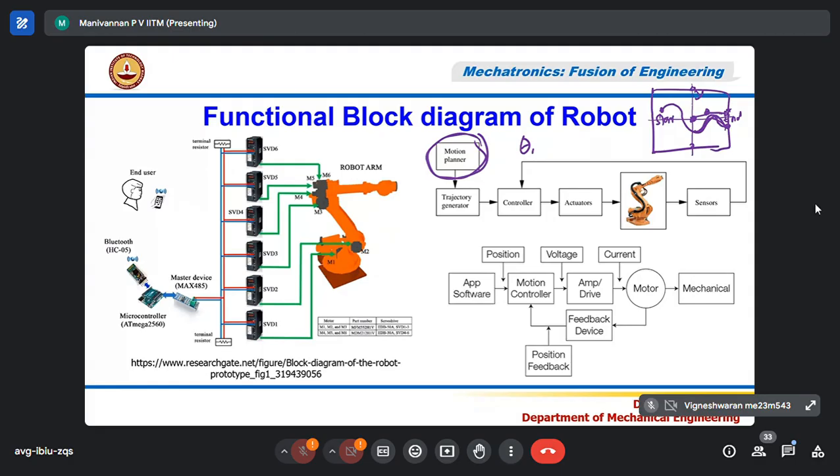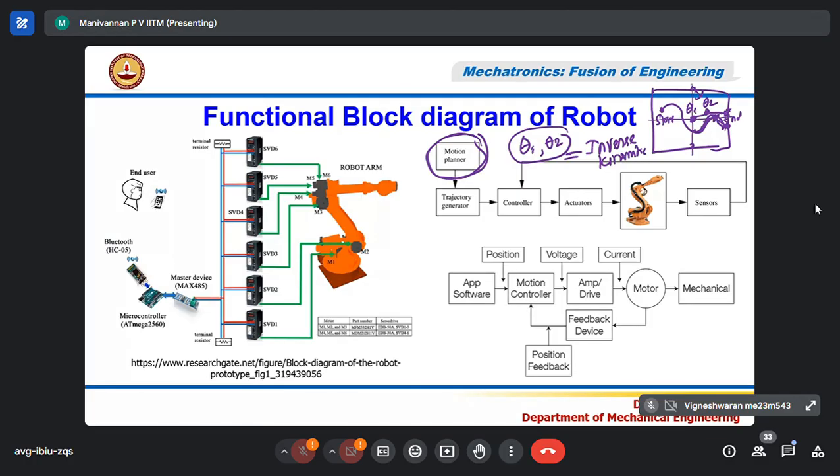I have theta 1 and theta 2. Correct. In that case, what should theta 1 and theta 2 be to achieve this position path? You need to calculate. That is called the inverse kinematic model. Note down: inverse kinematic model. In robotics, it is called inverse kinematics.